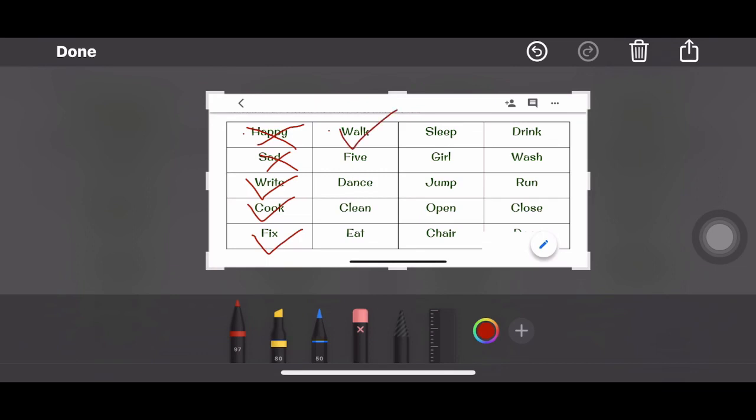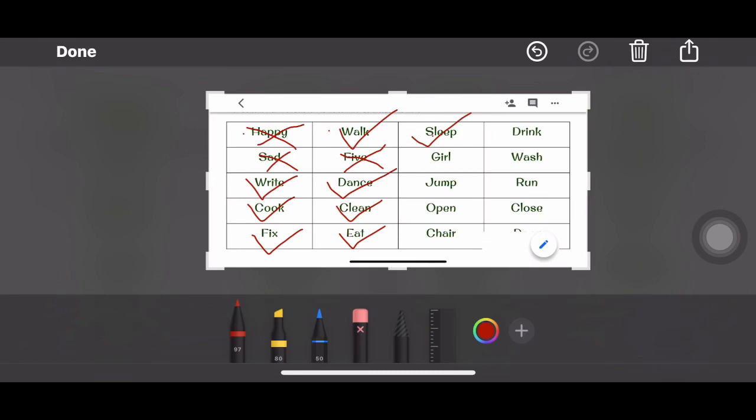How about five? Is this an action? No, it's not an action. Good job. How about dance? Is this an action? Yes, it is an action. Clean. If your mom says go and clean your room, is there an action there? It is. Eat. Yes, eat is. How about sleep? Go and sleep. I'm sleeping. I will sleep. That is a verb as well. So it is a verb.